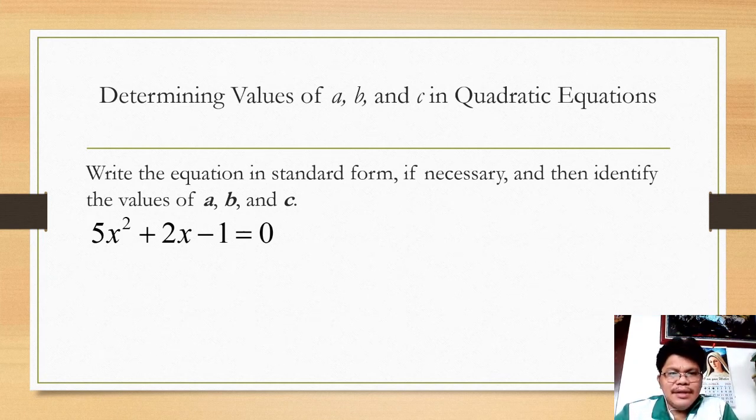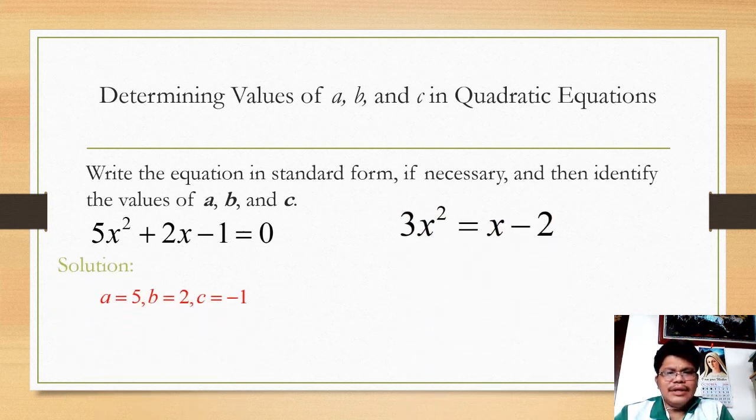So, we can observe that the given equation is already in standard form. Meaning, we can get the values of a, b, and c. So, what is the value of a? Of course, the answer is 5. And what is the value of b? The answer is 2. And the value of c, of course, is negative 1.